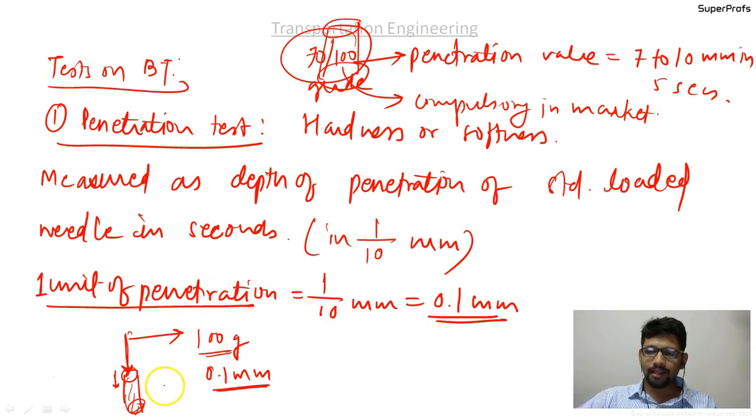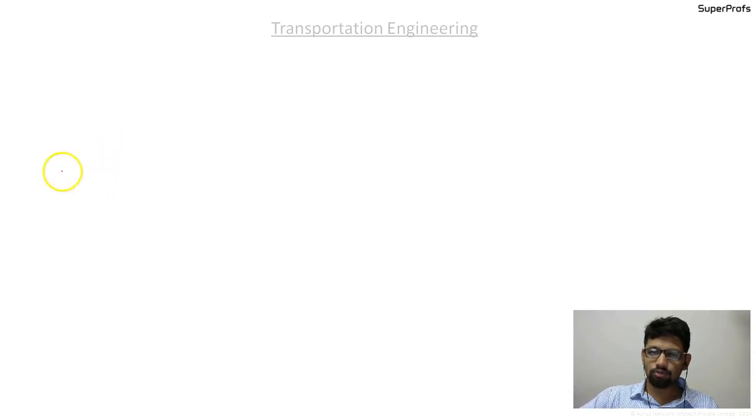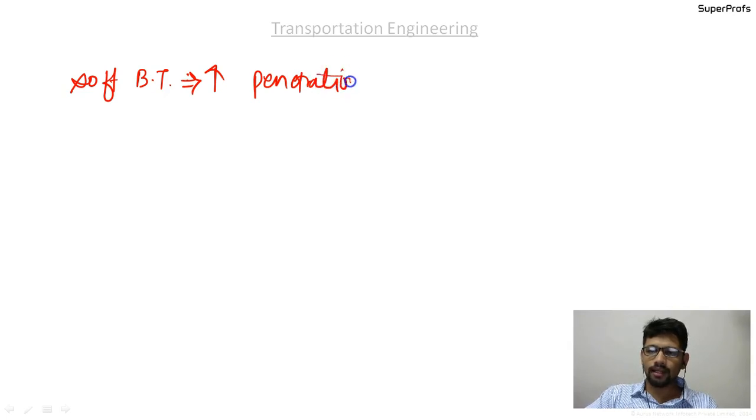Softer the bitumen, higher is the penetration. It is a matter of common sense that for soft bitumens, the higher is the penetration. So higher is the grade, softer is the bitumen, and for hard bitumen, lower is the penetration.